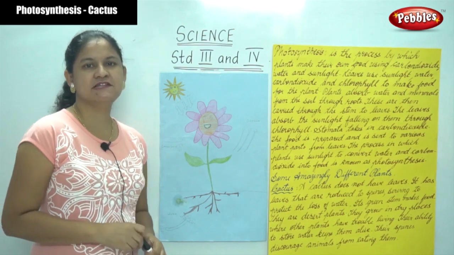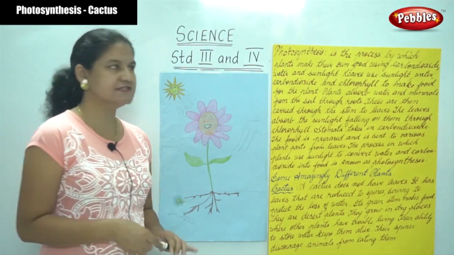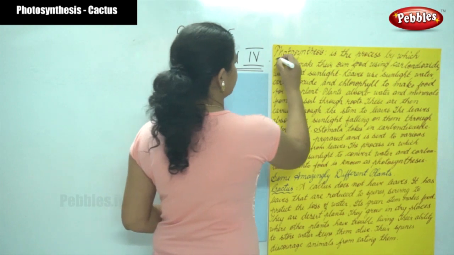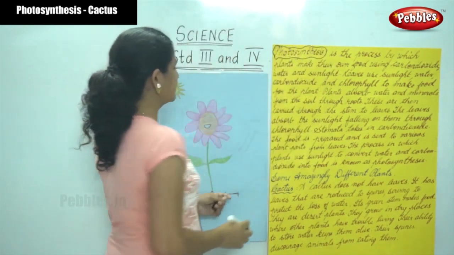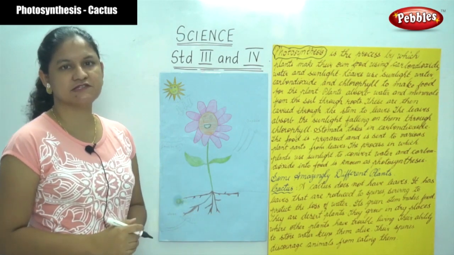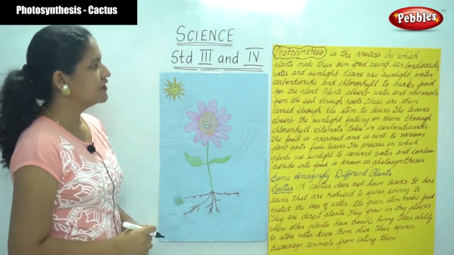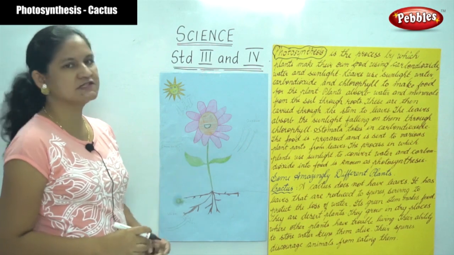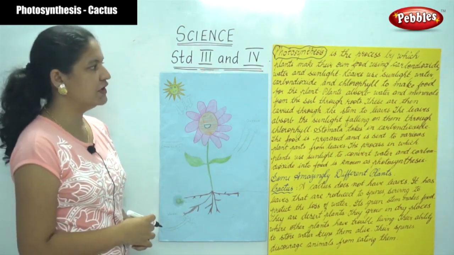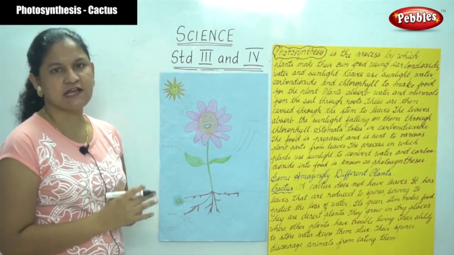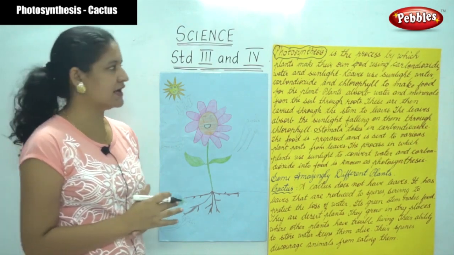Now we are going to see the process of photosynthesis. So we have a small diagram. It is a small diagrammatic representation of how photosynthesis takes place. So photosynthesis is the process by which plants make their own food using carbon dioxide, water and sunlight.